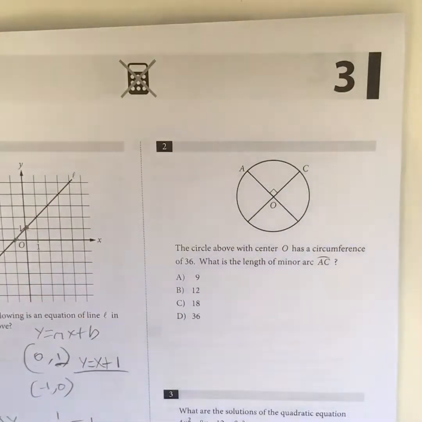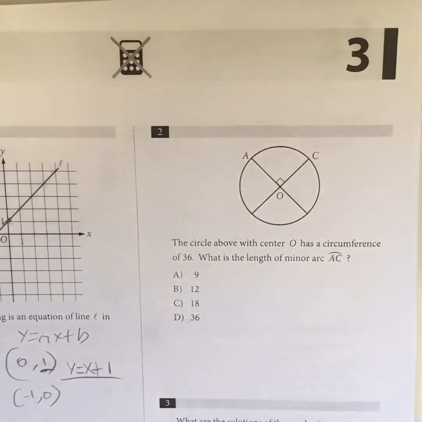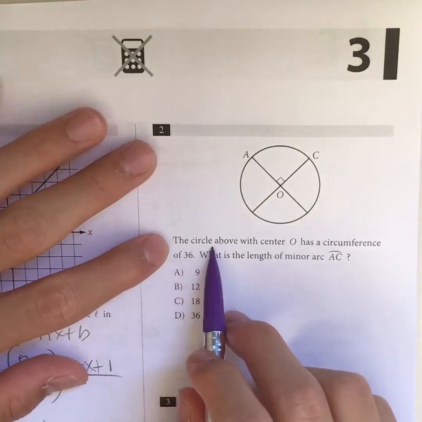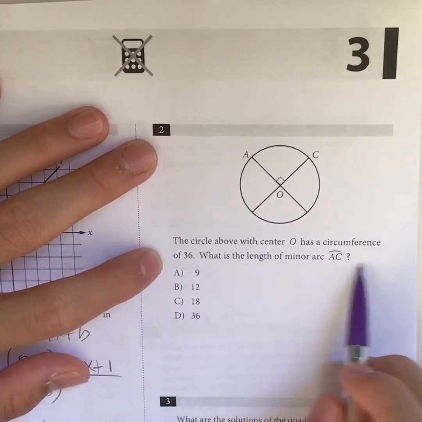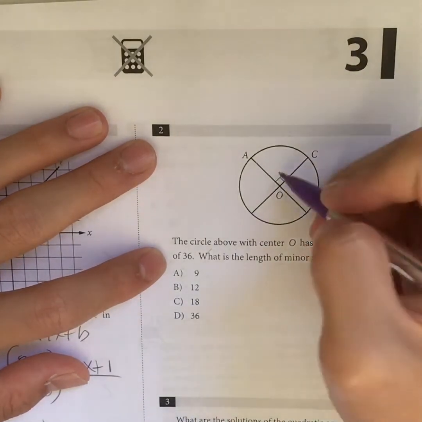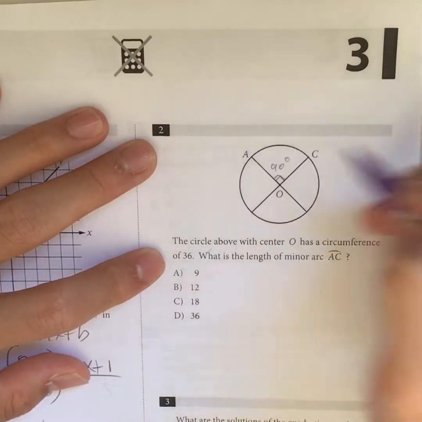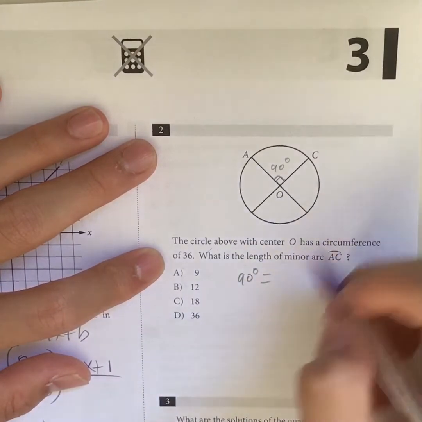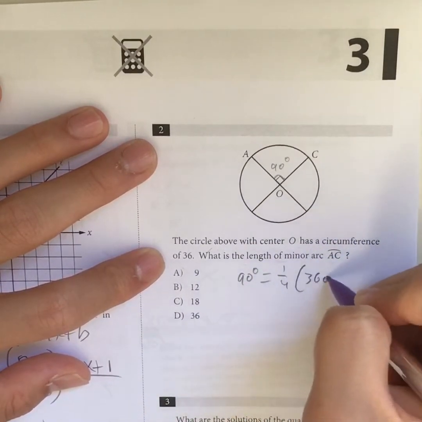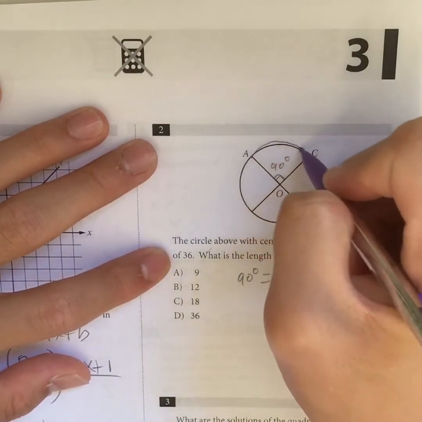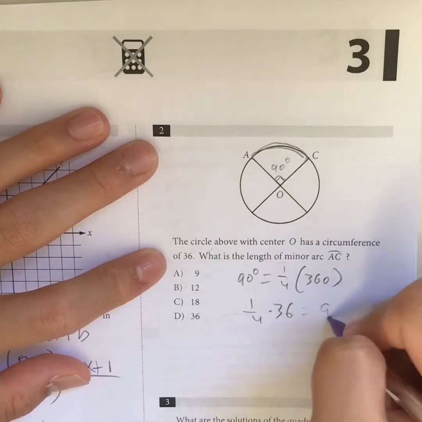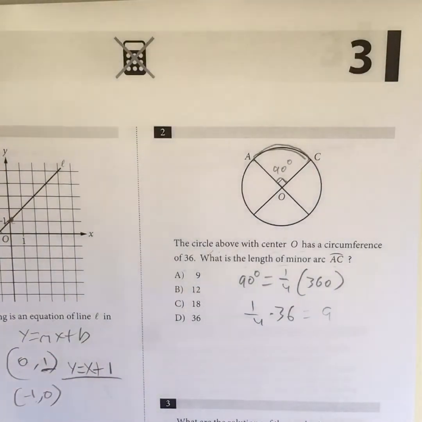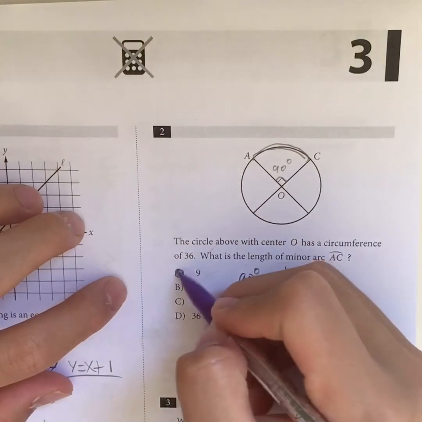So for question 2, the circle above with center O has a circumference of 36. What is the length of minor arc AC? So as you guys know, a right angle, which is 90 degrees, is what fraction of 360? That's 1/4 of 360, right? So that means the minor arc AC is 1/4 of 36. So the length of arc AC is going to be 9. That means our answer is going to be A.